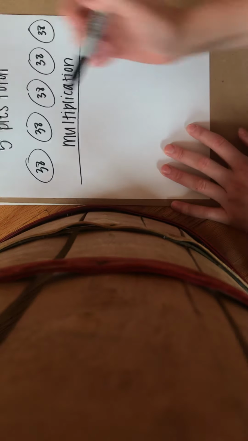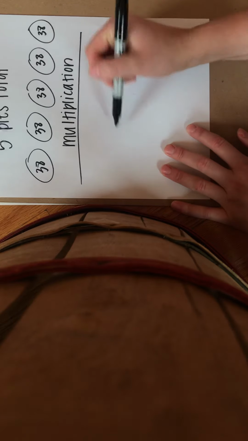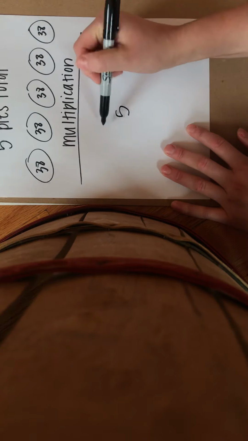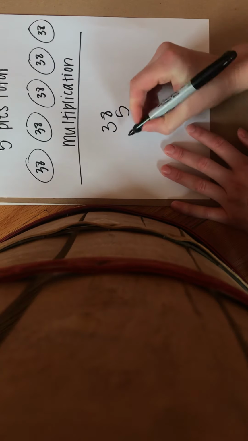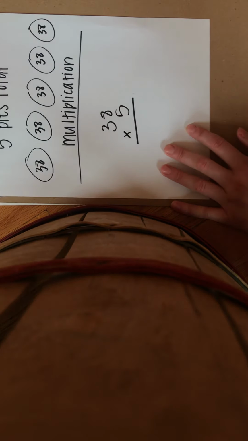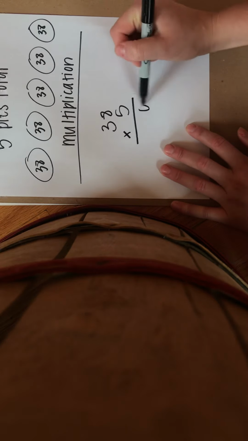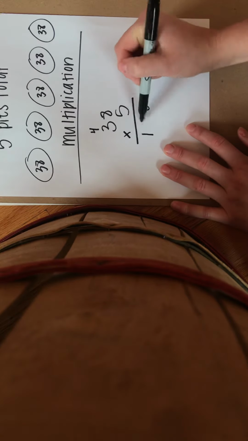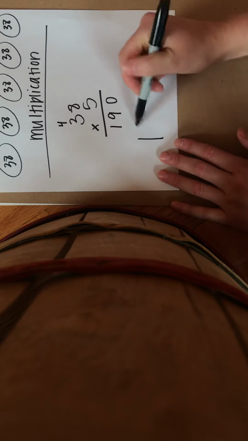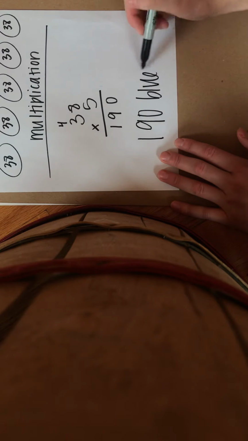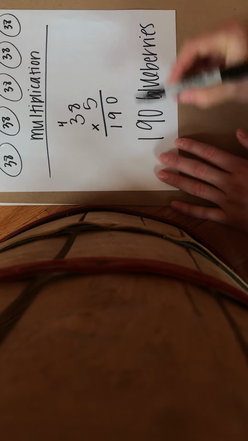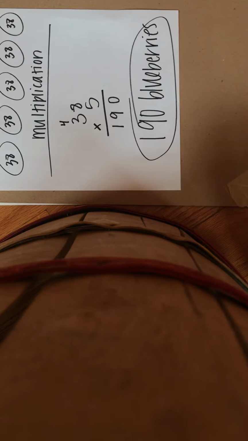So this leads us to our last step, enter the correct numbers and calculate. So since we have 5 groups and 38 blueberries per group, this is how we set up our multiplication problem. So now we do our math facts. 5 times 8 is 40, 5 times 3 is 15 plus 4 is 19. And this will get us our answer. Bill will need 190 blueberries to make 5 pies. Let's try another word problem.